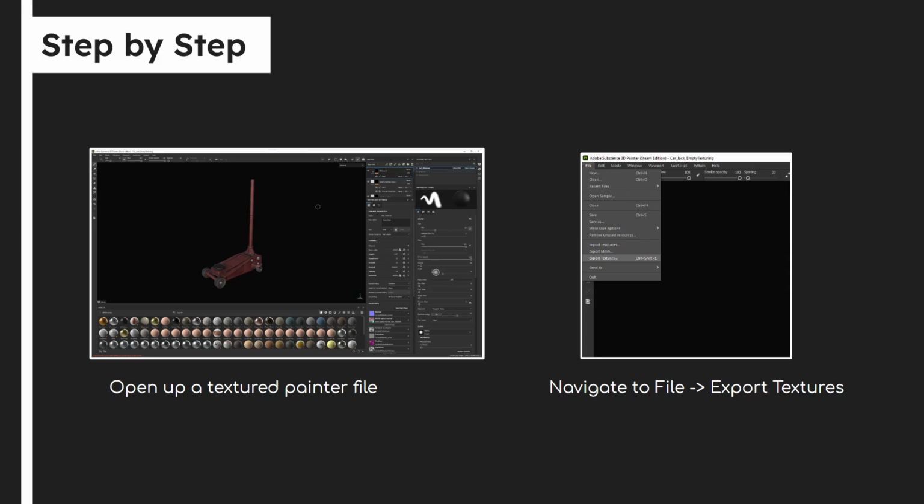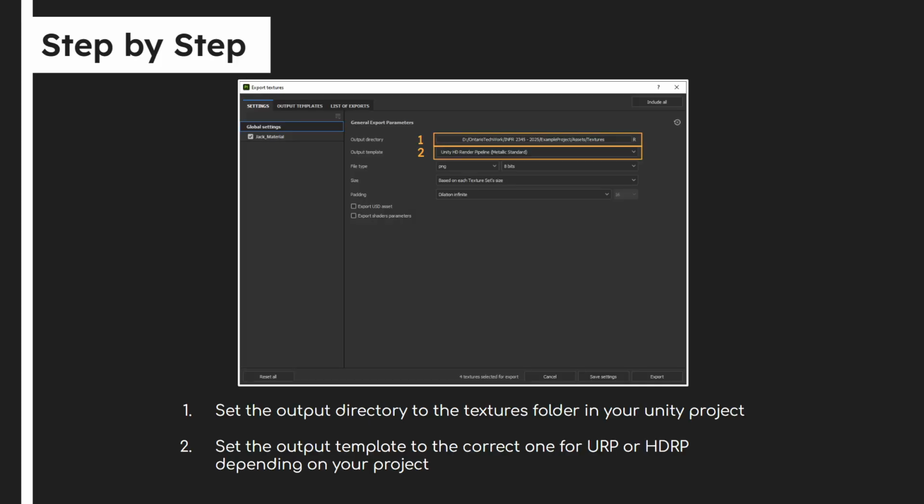You can take a Substance Painter file. Maybe the book is a good example since that's one you've already done, or any other weekly assignment that you've textured. You're going to navigate up to File, Export Textures. And from there, we're going to change the directory to our textures folder in our engine that we've hopefully made. And then set our output template to, in your case, a URP.